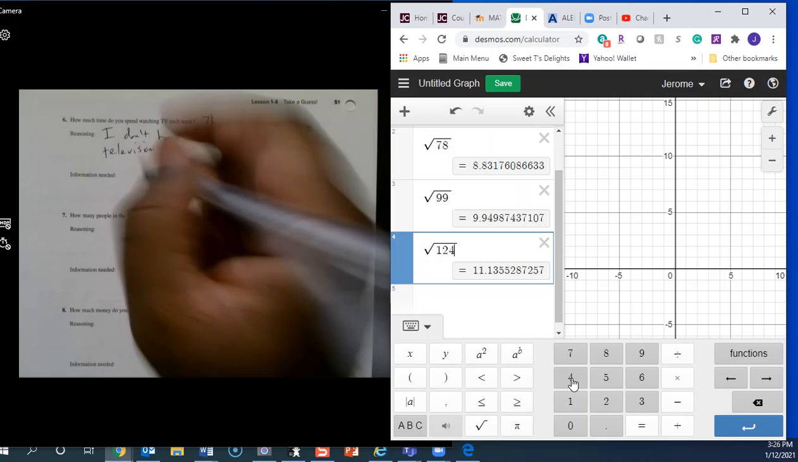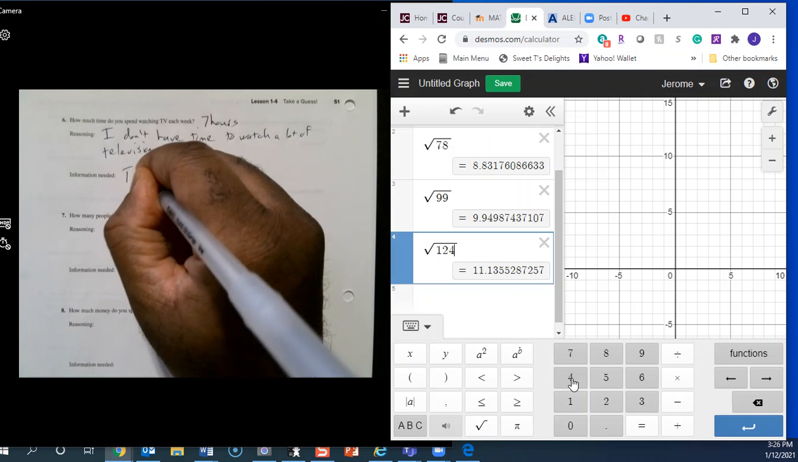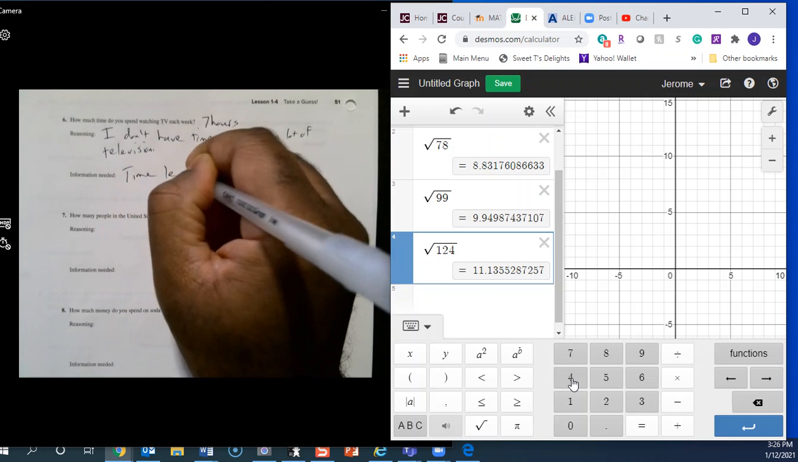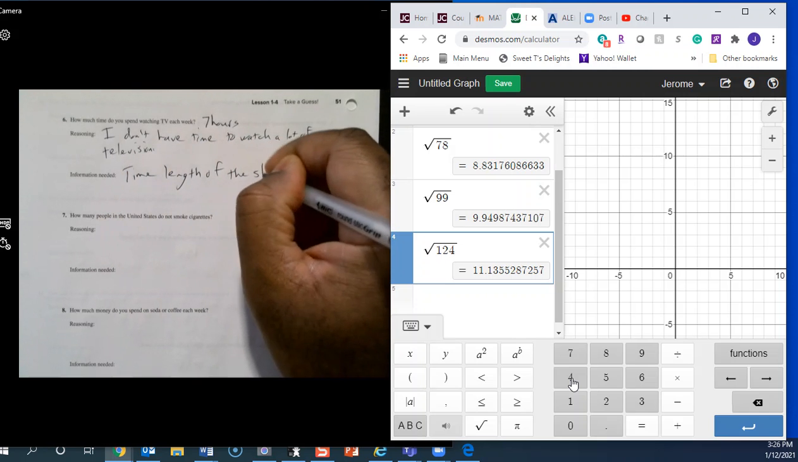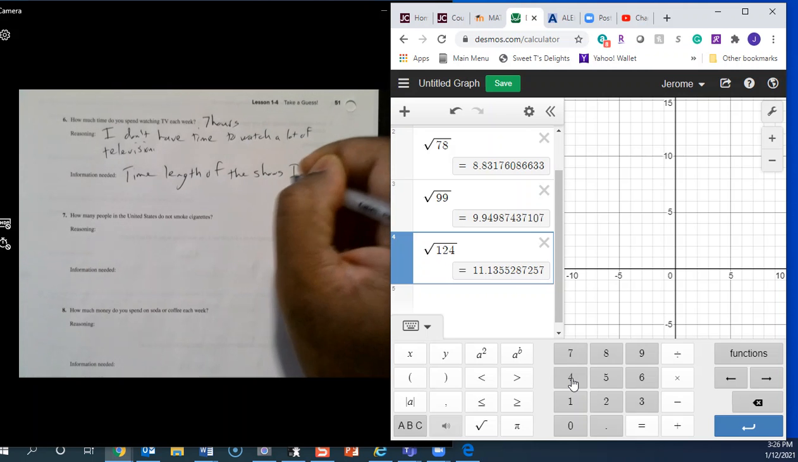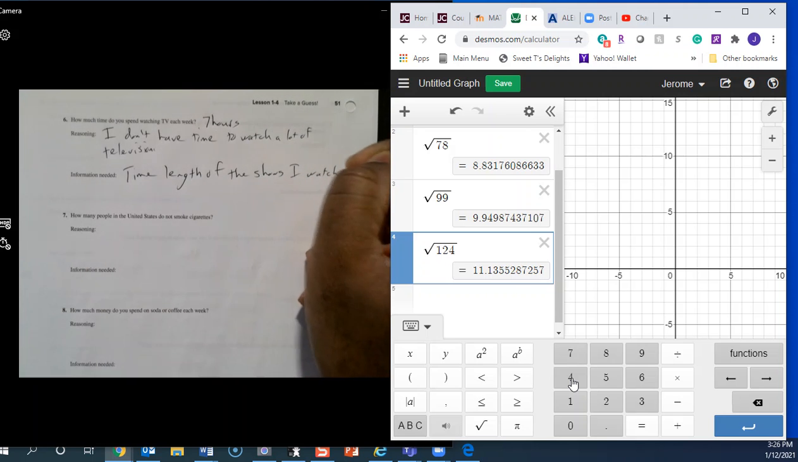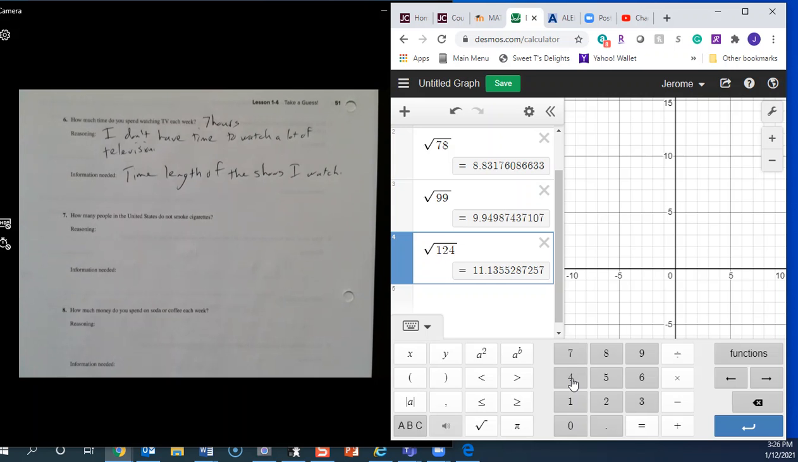Information needed, time length of the shows I watch. So, you know, if you watch about 12 30-minute shows, that's 6 hours. So that is basically it for section 1.4.